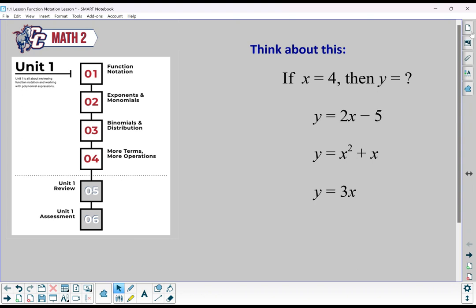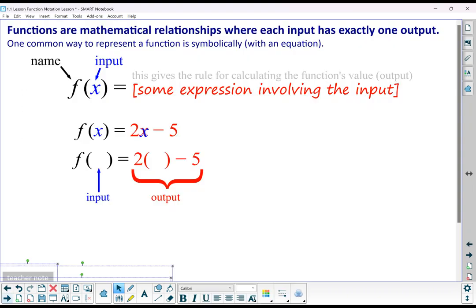So a quick review of function notation. You should have learned a little bit about function notation last year. Functions are mathematical relationships where each input has exactly one output. One common way to represent a function is symbolically with an equation. Functions usually have names. So the name of this function is function f.